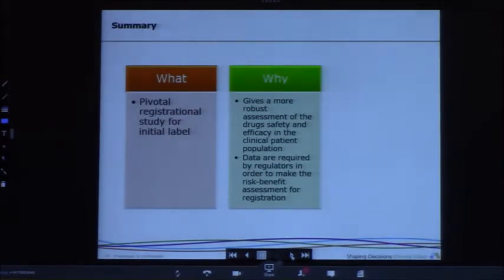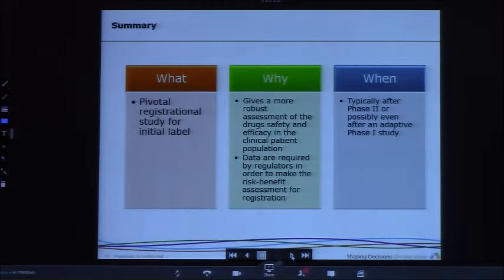So, in summary, these are the pivotal registrational studies for the initial label. You do them to get a more robust assessment of the drug's safety and efficacy in the clinical patient population, and the data are required by regulators in order to make the correct risk-benefit assessment. So you have to give them data for them to be able to assess whether the product should be registered, and they have to do a risk-benefit assessment on that. So that's what these data are used for.